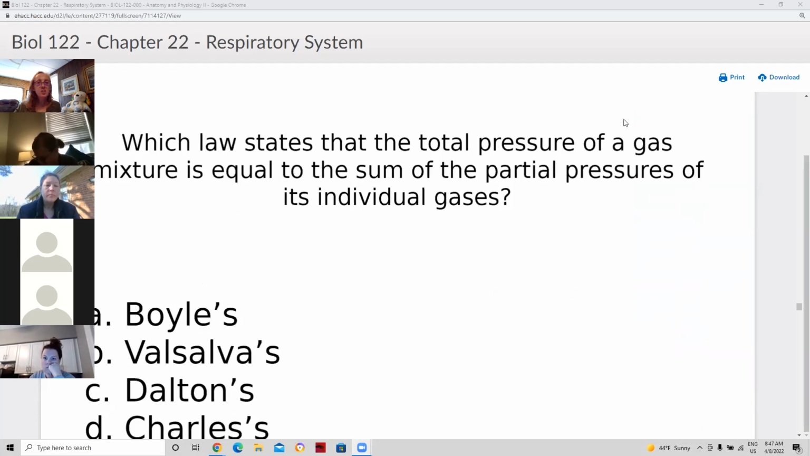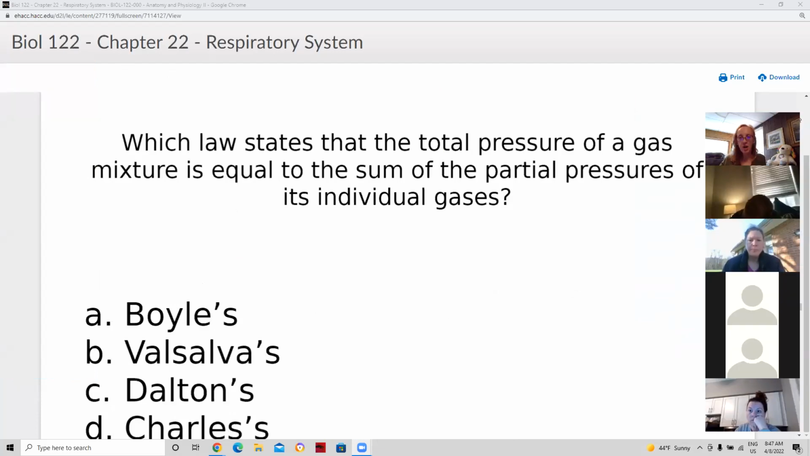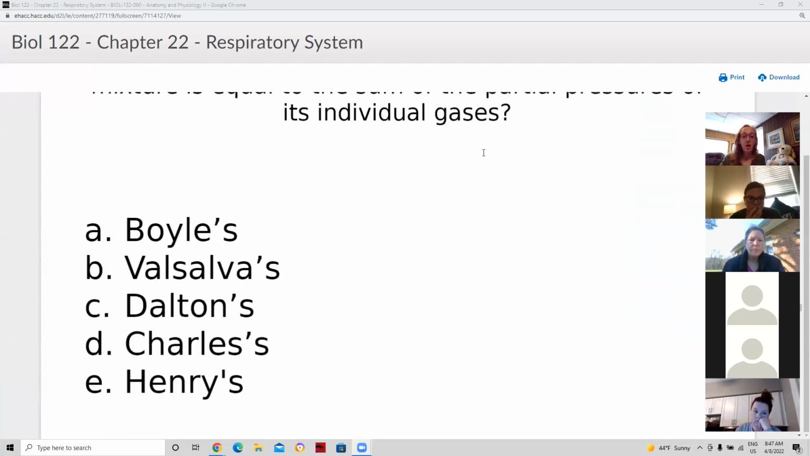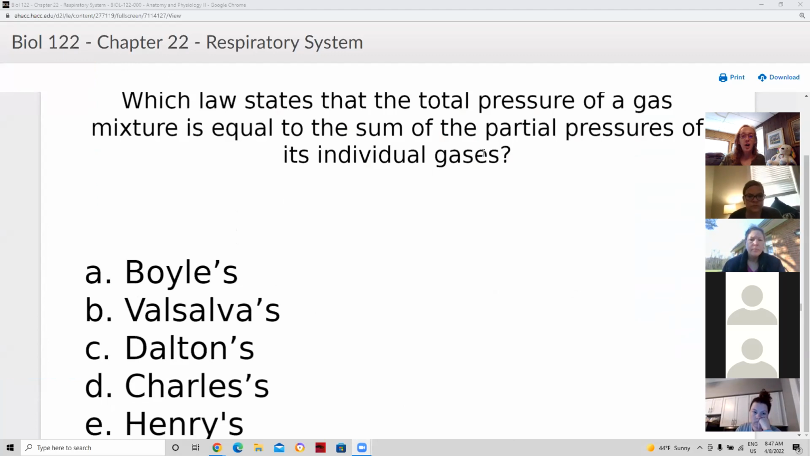Which law states that the total pressure of a gas mixture is equal to the sum of the partial pressures of its individual gases? A, B, or C. It's C. C, Dalton. It's C.